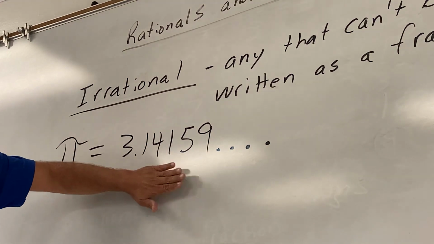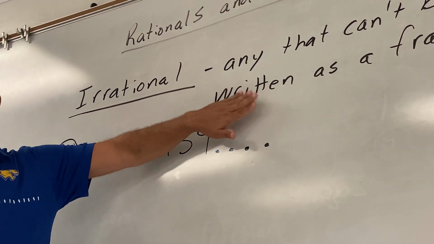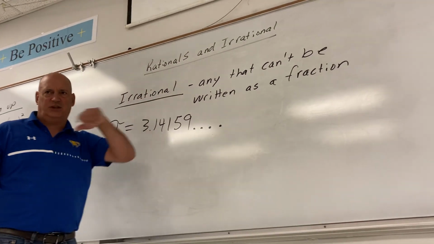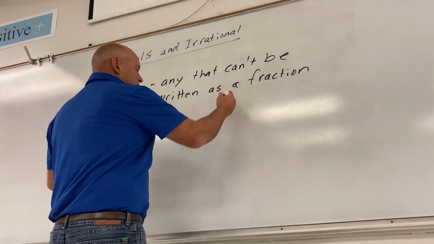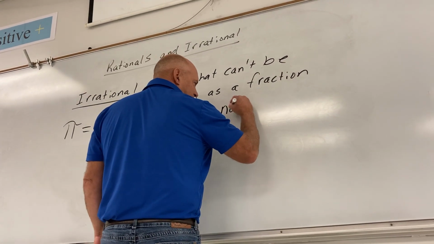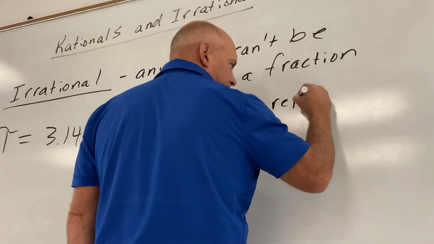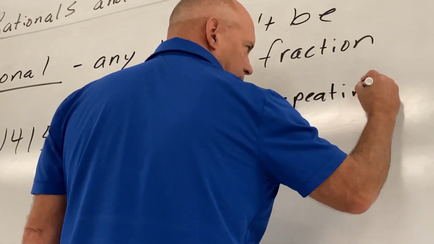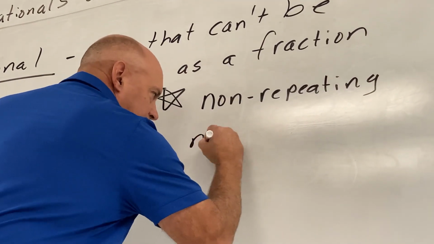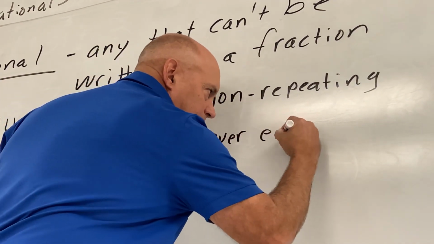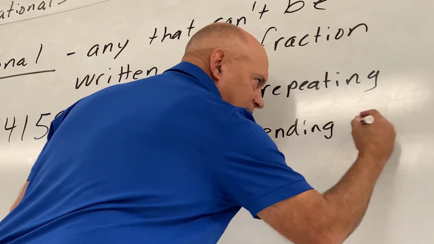So here's another good part we're going to add to this. This is my best definition of an irrational number. It is non-repeating. Put a star by this. Non-repeating. Never-ending. Decimals.